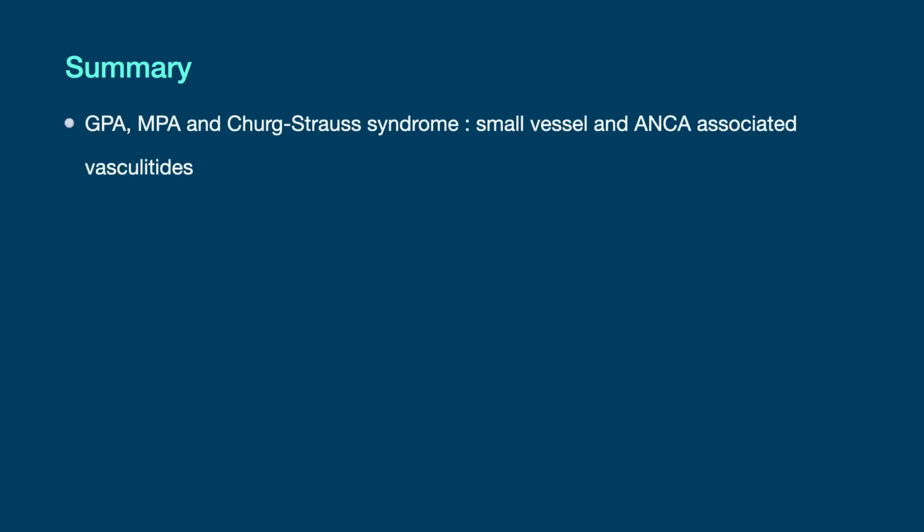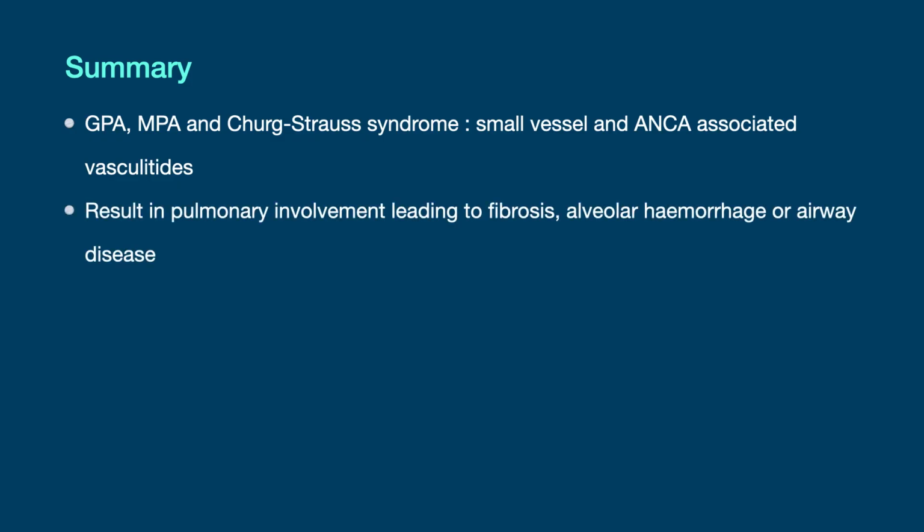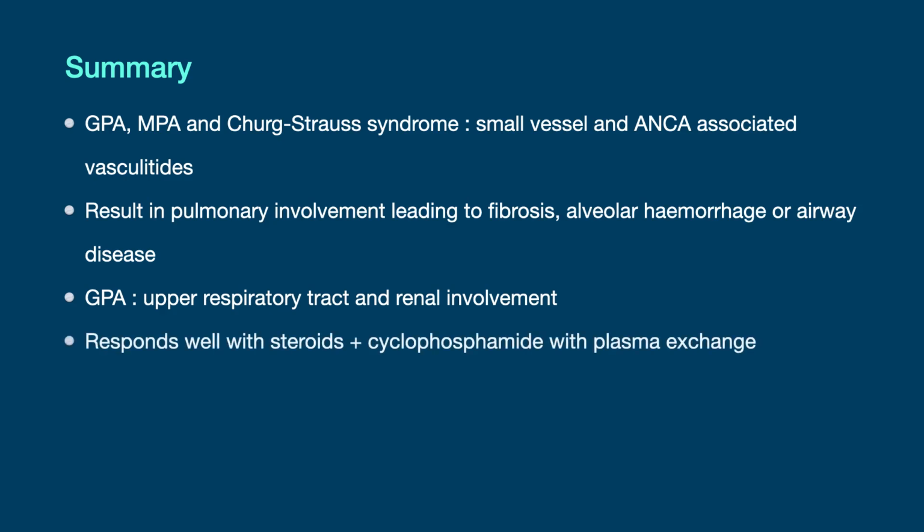GPA, MPA, and Churg-Strauss syndrome are classified as small vessel and ANCA-associated vasculitis. All three conditions may result in pulmonary involvement leading to fibrosis, alveolar hemorrhage, or airway disease. The classical triad for GPA is upper respiratory tract, lower respiratory tract, and renal involvement. It responds well to a combination of steroids and cyclophosphamide with plasma exchange.